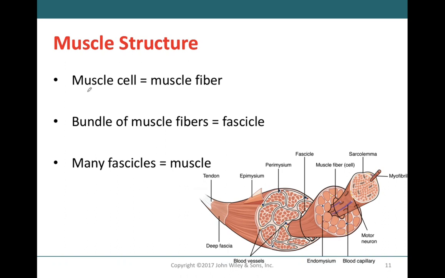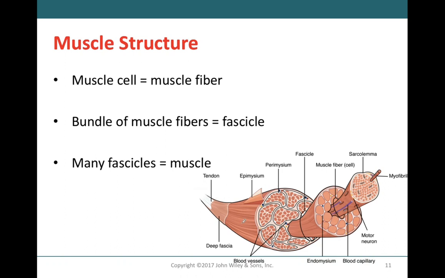So I'll just take a quick second to remind you that a muscle cell is referred to as a muscle fiber. So when I say muscle fiber, all I'm referring to is a cylindrically shaped, very long muscle cell. Now, if we have a bundle of these muscle fibers, we're going to call that a fascicle. And we'll see fascicles as part of the structural organization of muscles. So let's start from the macroscopic scale and work our way down.